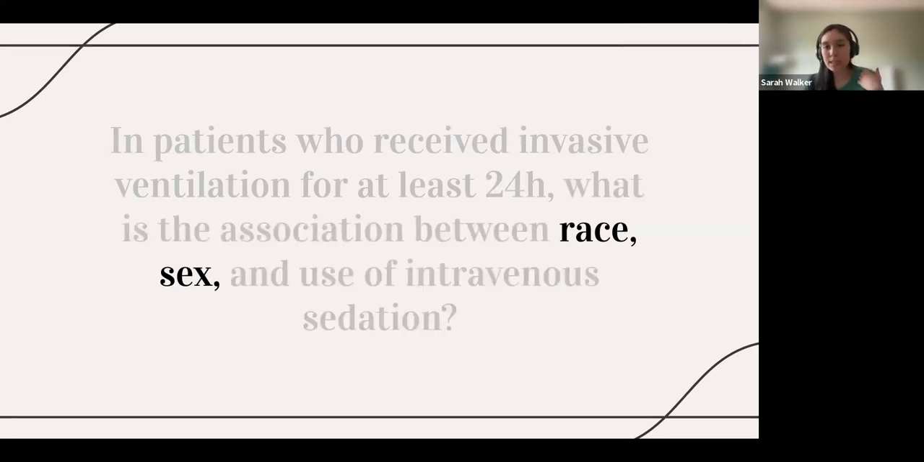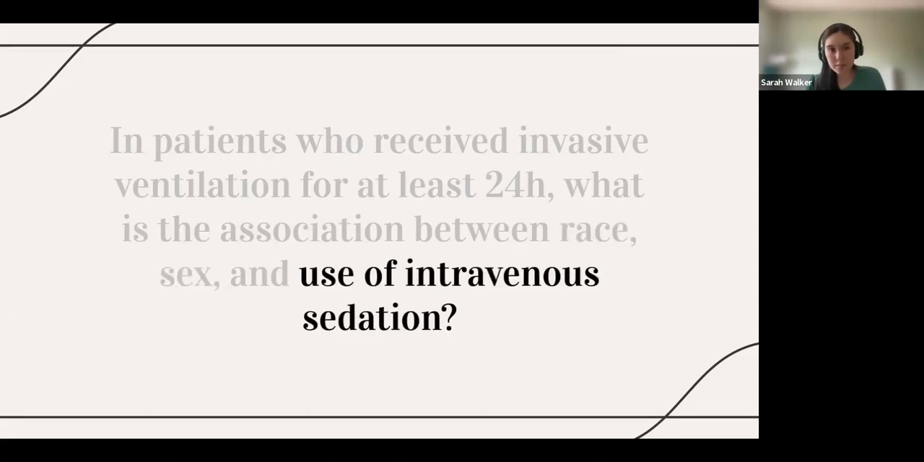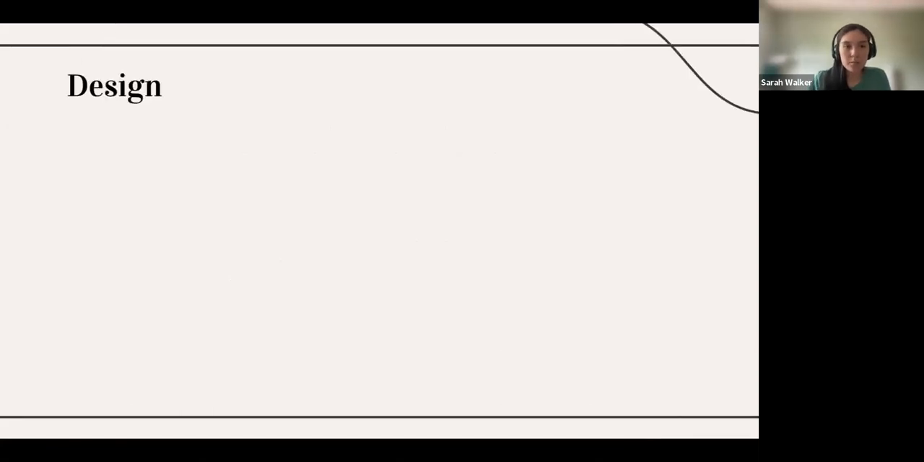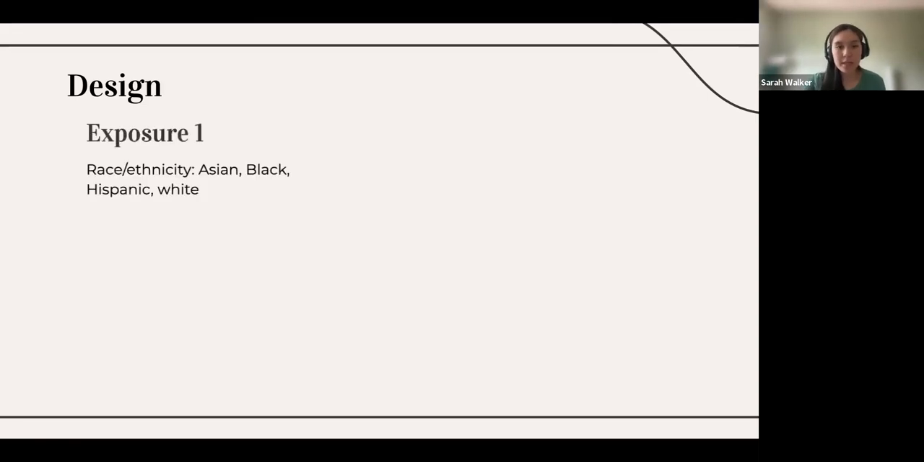So we're looking to see if our exposures, race and sex, have any impact on the outcome, use of intravenous sedation. So we're doing a retrospective cohort study, meaning that it's an observational study looking at a set of patients over a period of time who have all been exposed to some particular variables. And we want to see if these exposures have any impact on the likelihood of getting a particular outcome. So in our case, we have one exposure, and that's race or ethnicity.